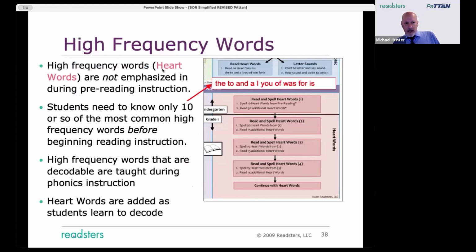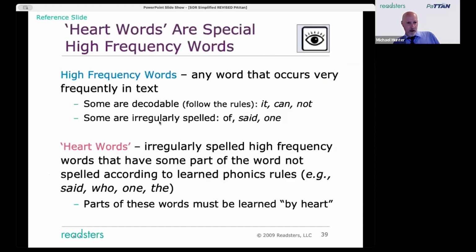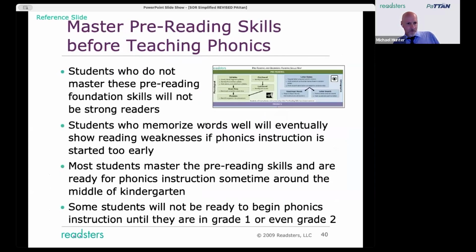We break high frequency words, and I don't have time to go into this today, but we break high frequency words into those that are going to be decodable in this early scope and sequence. And we don't teach those as memorized words. The only words we teach as memorized words are the heart words, which are the irregularly spelled high frequency words. And we will teach those alongside the phonics instruction once we start decoding instruction with phonics. So high frequency words are any words that occur frequently in text. Heart words are the irregularly spelled ones.